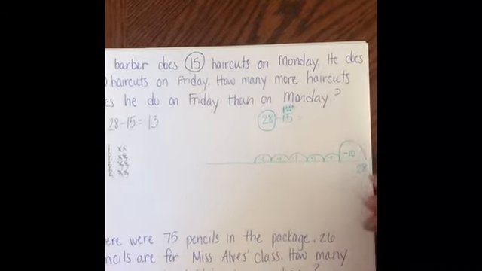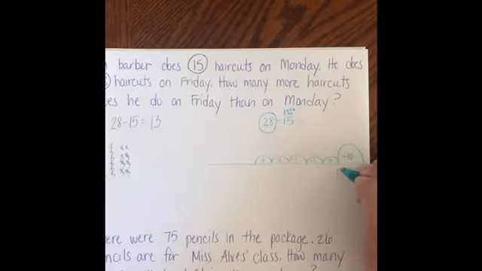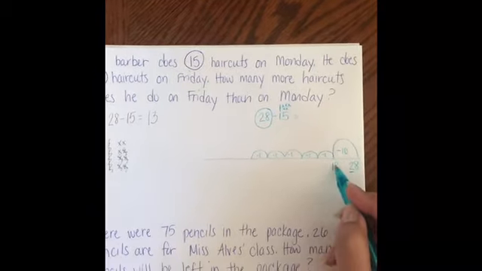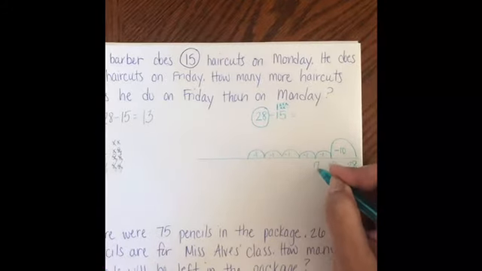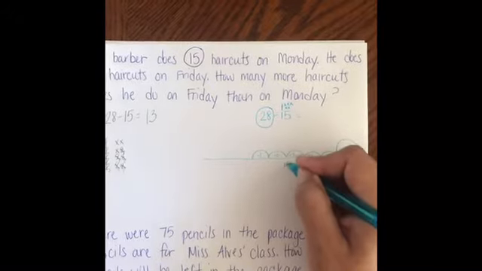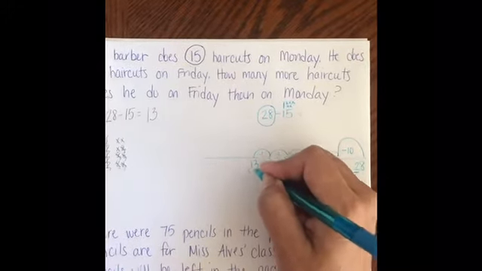28 minus 10, that means my 2 is going to become a 1 in the tens place. 28 minus 10 is 18. Minus 1, 17. Minus 1, 16. Minus 1, 15. Minus 1, 14. Minus 1, 13.